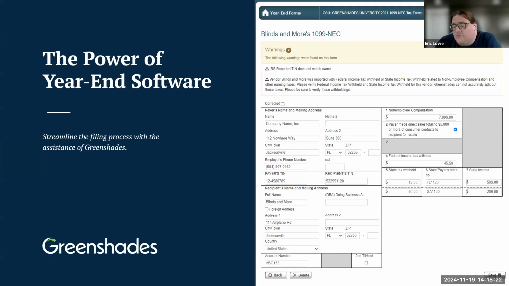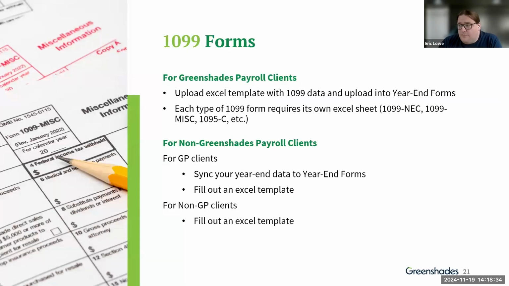I want to jump right into the power of year-end software. Specifically, there will be some differences here, whether you're a GreenShades payroll client or a non-GreenShades payroll client. We'll have a couple different workflows that we'll see on this next slide. First, if you are a GreenShades payroll client, things are ideally pretty easy. You use the export function, you get your Excel template that has all the 1099 data in there. You upload that into our year-end forms product, making sure that each 1099 form is in its own sheet, so we don't have any errors there. And then you should be well on your way.